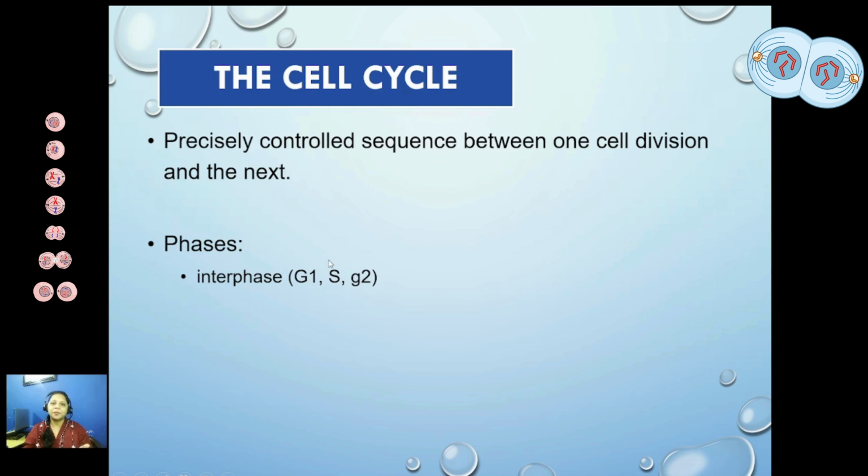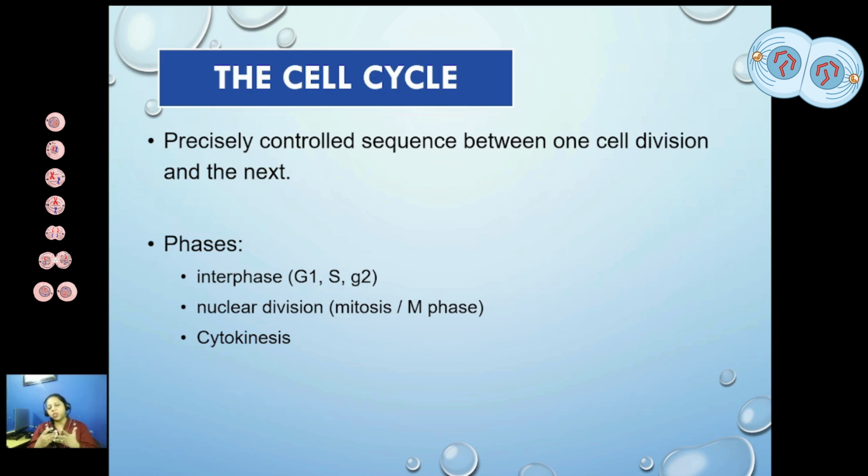Number one is interphase, that is G1, the growth phase, the S phase, and the G2, again the growth phase. This S phase is the synthesis phase, in which the DNA replicates. Then the nuclear division, which is basically mitosis, in which the replicated DNA gets separated and divided equally in the two daughter cells. Then the cytokinesis, that is how the cell actually divides.